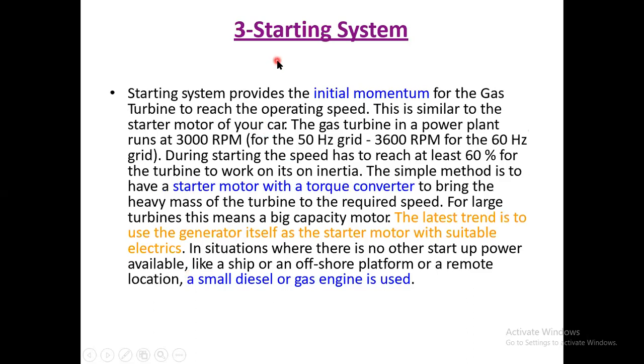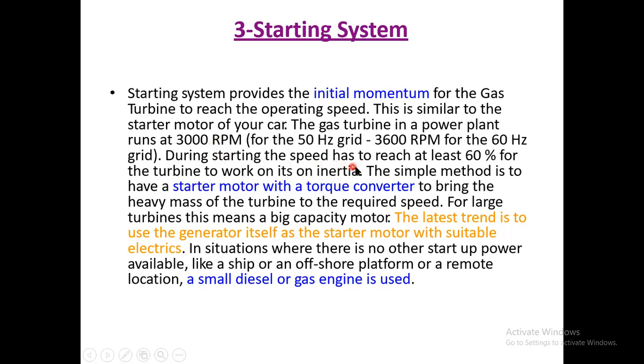The third section is the starting system. The starting system provides the initial movement of the gas turbine to reach the operating speed. This is similar to the starting motor of your car. The gas turbine in the power plant runs at 3000 rpm for the 50 Hz grid and 3600 rpm for the 60 Hz grid. This is the main phenomenon by which the 50 Hz and 60 Hz turbine systems work.